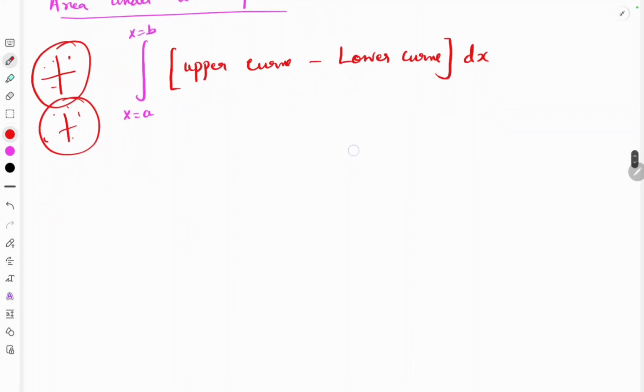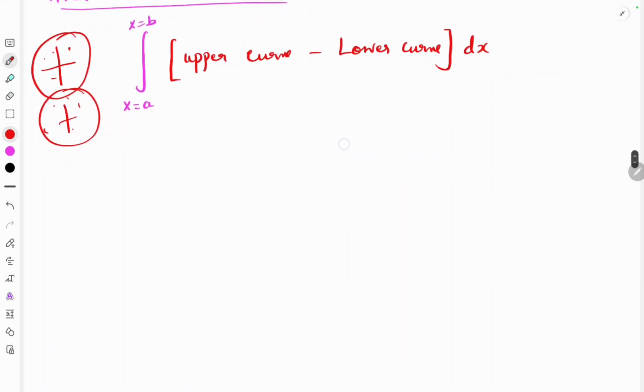Now the next thing here is area. I will explain this later. Area cannot be negative. Area, note, area cannot be negative.